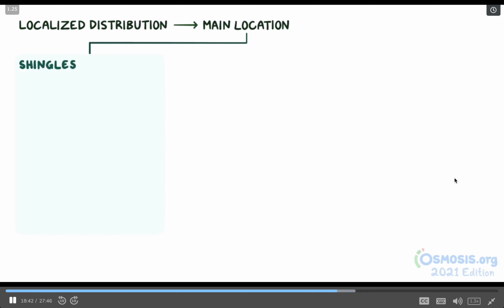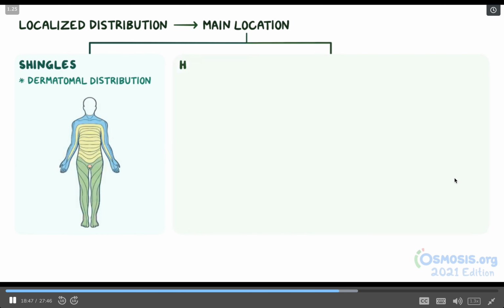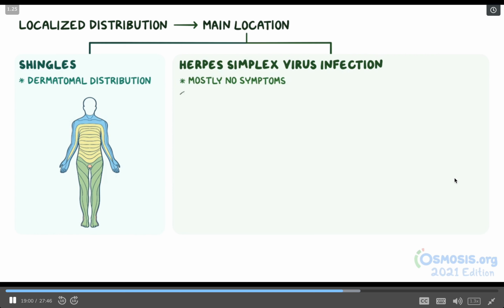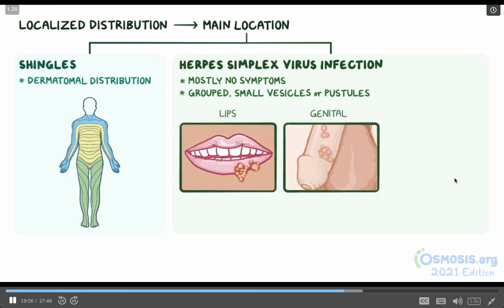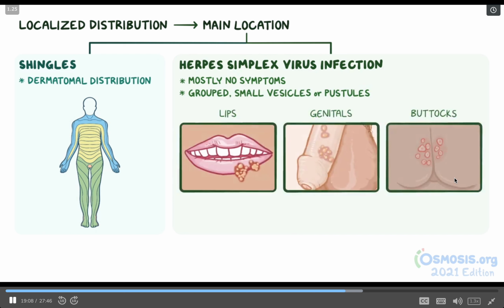Now, if a person has localized distribution of blisters, the next step is recognizing their main body location. Most cases of shingles actually present localized dermatomal distribution rather than generalized distribution, as well as herpes simplex virus infection. Most of the time, when herpes simplex virus or HSV infects a person, there are no symptoms. Once in a while, though, it can cause a localized eruption composed of grouped, small, often umbilicated vesicles or pustules. The lips, genitals, and buttocks are common sites of involvement.